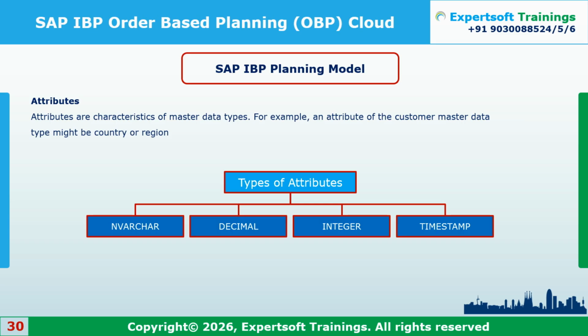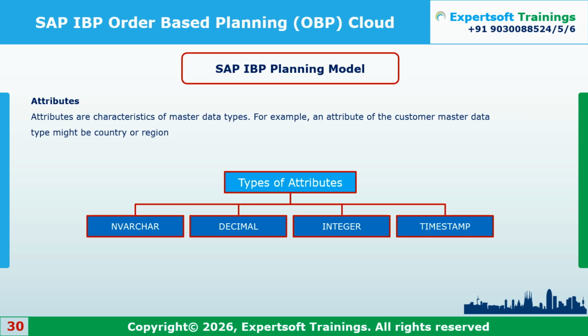An integer, if you want to keep, let us say, the location pin code. Location pin code is always a positive integer, right? So for that kind of information, if you want to store it for any specific master data, then we'll use an integer data type. Clear?